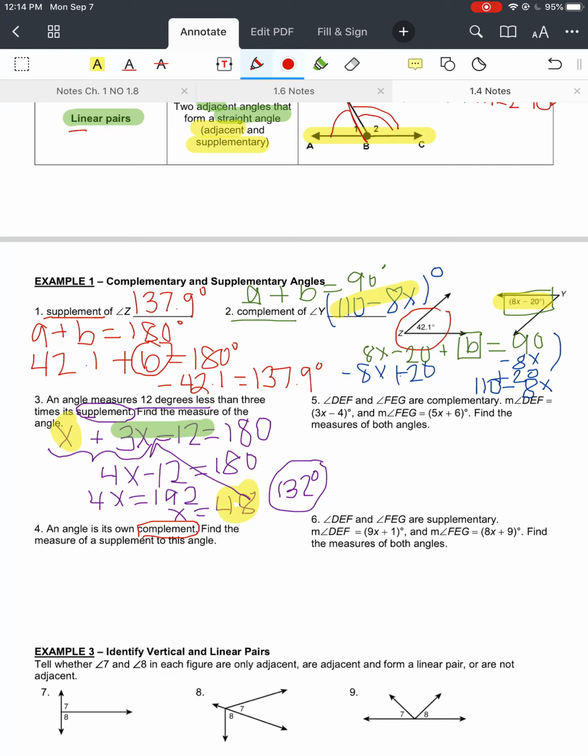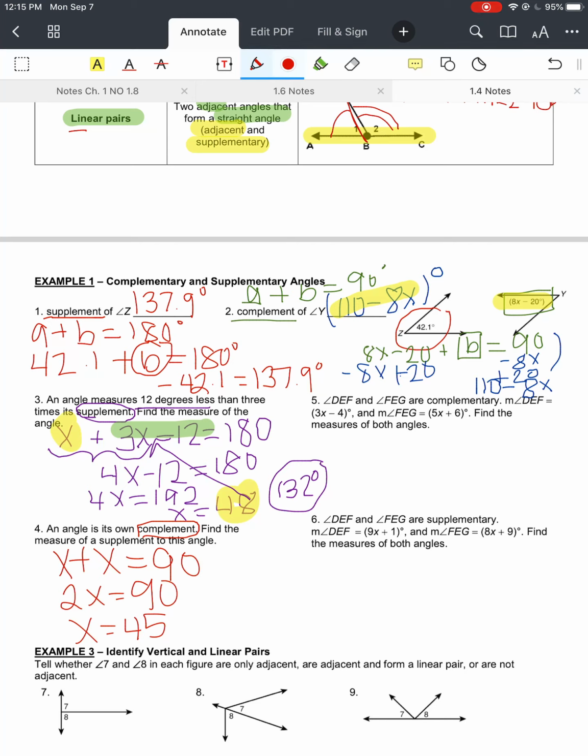Okay. Let's break this down. First, an angle is its own complement. So I have 2 angles, and they're identical. So I'll call them x and x. So x plus x is going to have to equal 90. They're complementary. Meaning 2x, x plus x equals 90. So x is 45. So my first angle here is 45.